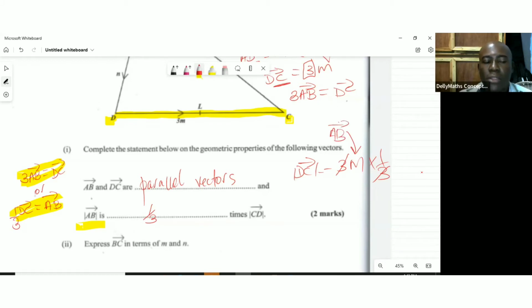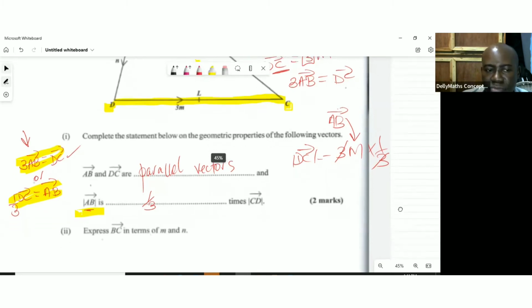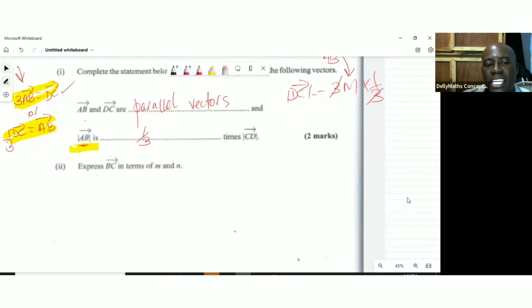The good thing about vectors is that the moment you find the factor that shows they are parallel, that same factor tells you how big one vector is in relation to the other. So 3 times the length of AB gives us DC, or 1/3 the length of DC gives us AB. So if they say the magnitude of AB is dash times CD's magnitude, it is actually 1/3 of CD's magnitude, just like that.